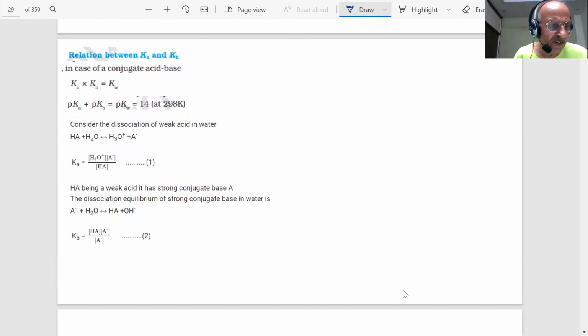Important formula is coming, student. There is a relationship between Ka and Kb in case of conjugate acid base. Very important. Conjugate acid and base. What do you mean by conjugate acid and base, student? For example, if NH3 plus H2O, what will happen? Is it a base or an acid now?